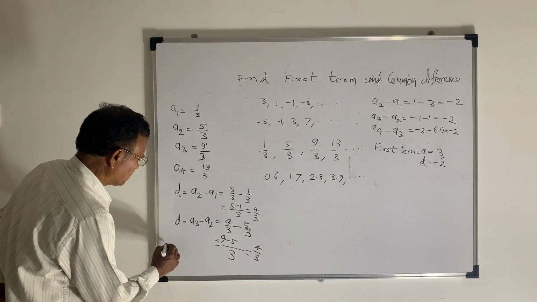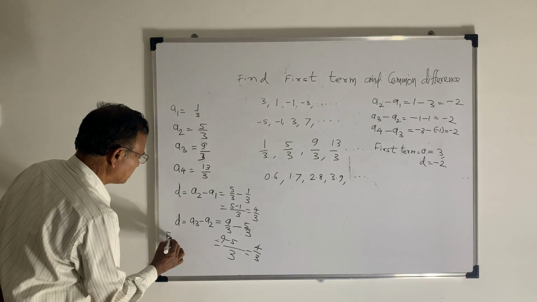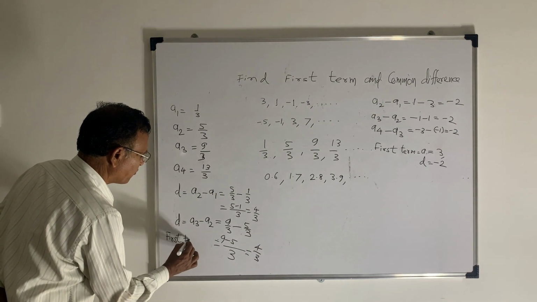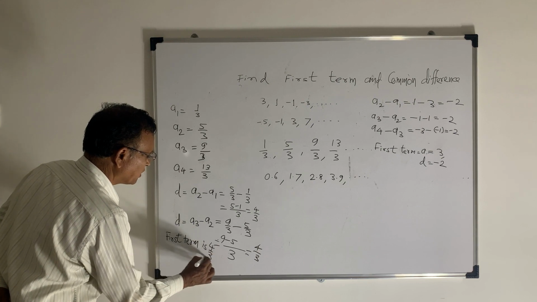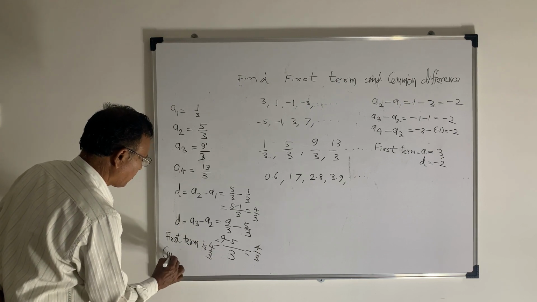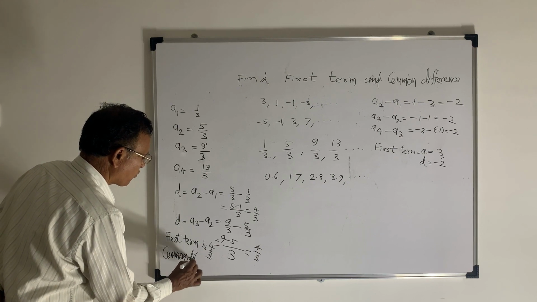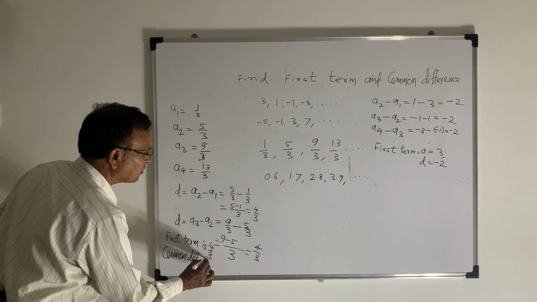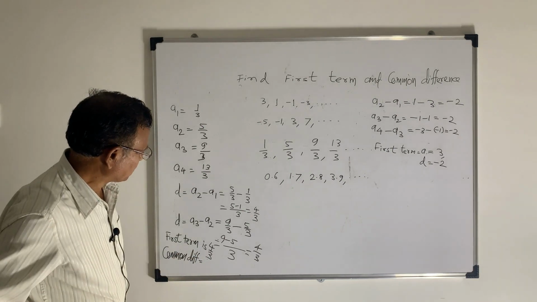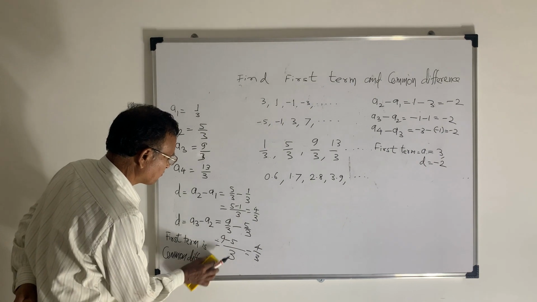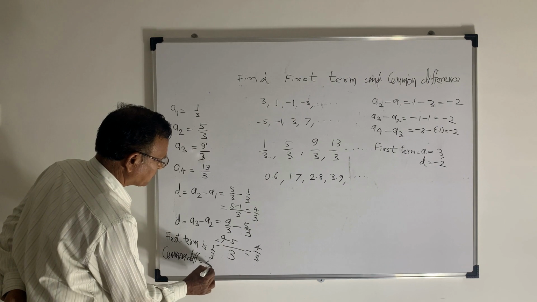So first term is 1 by 3 and common difference is 4 by 3.